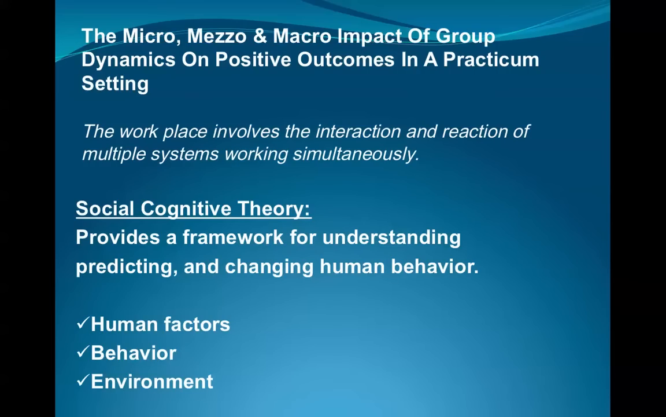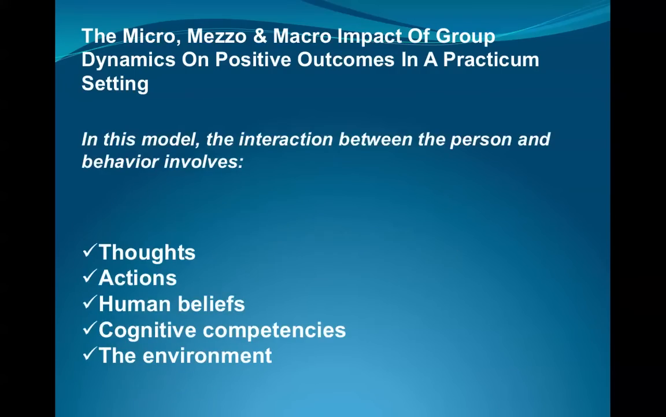So, in terms of what I'd like to look at here, I'd like to look at it specifically against the backdrop of social cognitive theory by providing a framework for understanding, predicting, and what's most exciting for me, the potential to change human behavior. So we have to look at human factors, we have to look at biology, we have to look at human behavior, and we also understandably have to look at the environment.